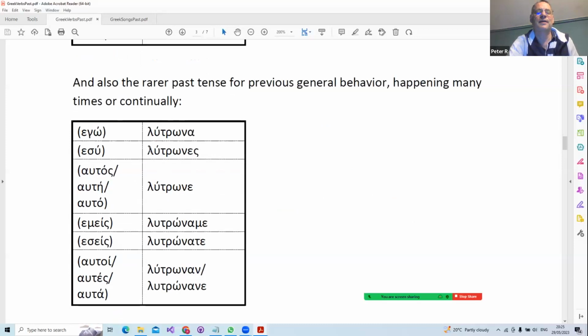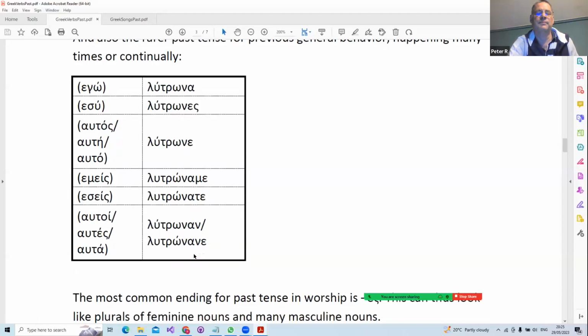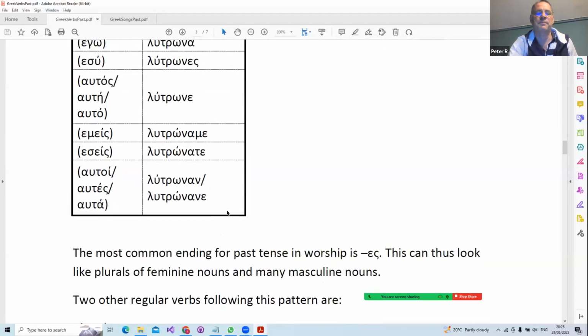Litrona, litrones, litrone, litroname, litronate, litronan, litronane. Have I got that one wrong? Litronan, and litronane. I think I might have had it right.